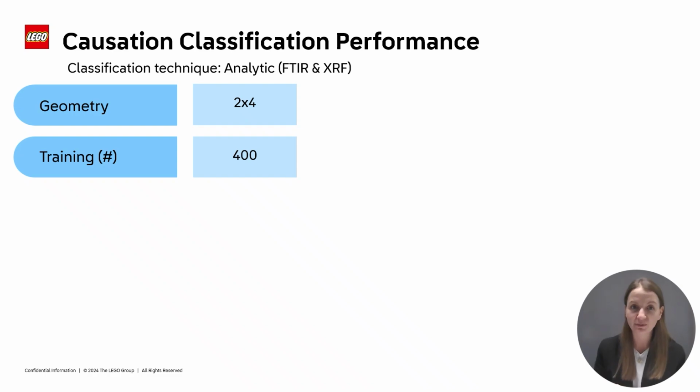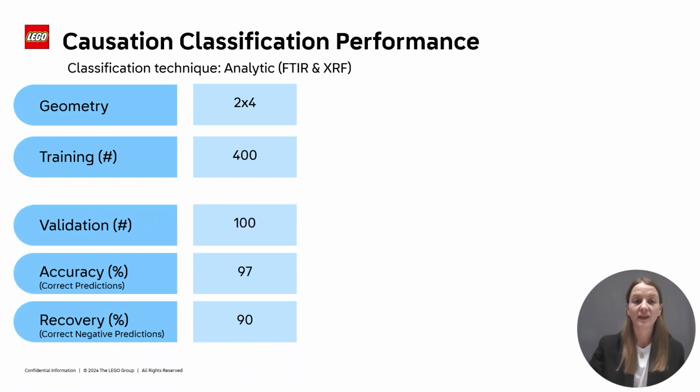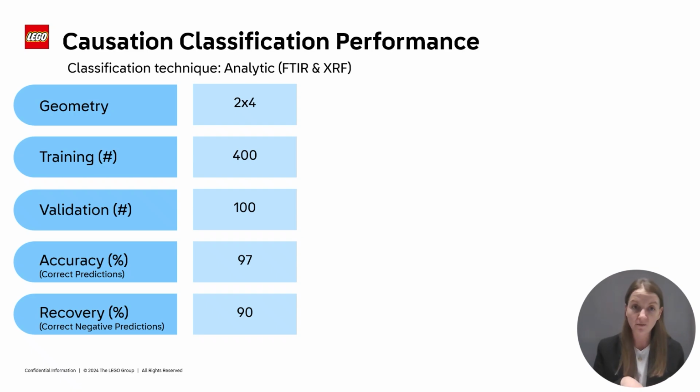Again, we took the 2x4 elements, we took the 400 training elements and relabeled them according to their analytical performance, generated a supervised learning model, and did the validation on the same 100 elements, again relabeled based on their analytical performance. And we saw an increase in accuracy to 97% and an increase in recovery to 90%.